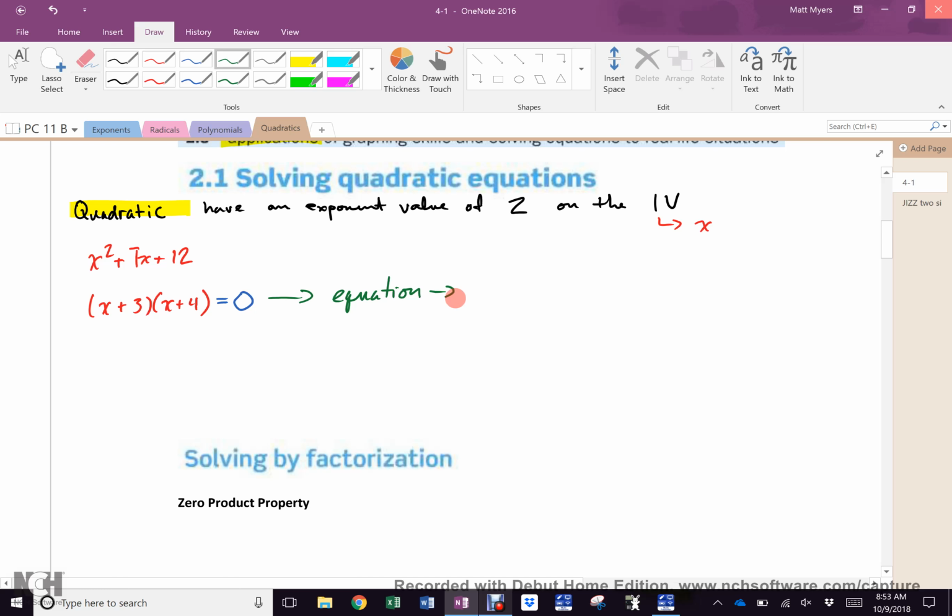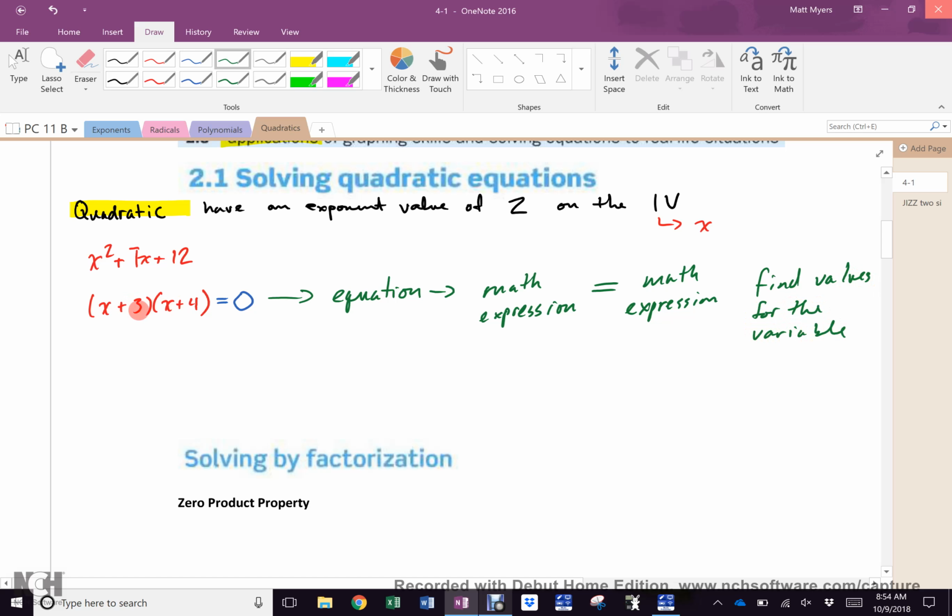There's two sides with an equal sign. You have a math thing, which is an expression, and that equals another math thing, which is another expression. And it allows you, if you know what you're doing, to find values for the variable.